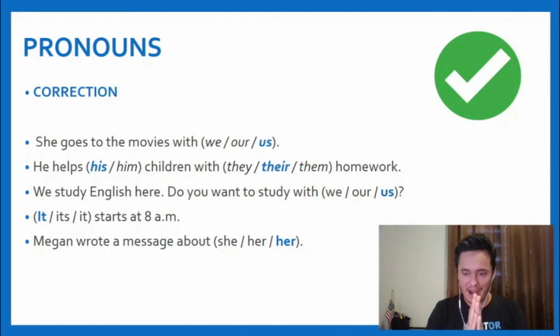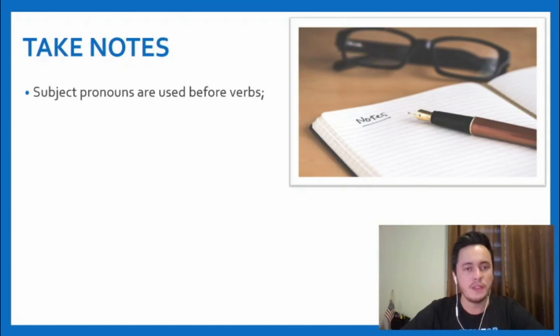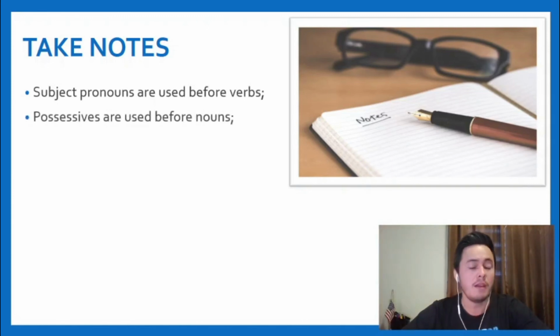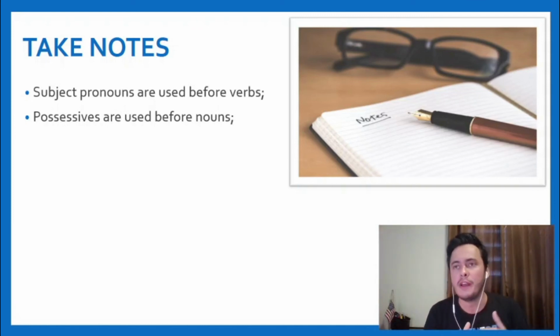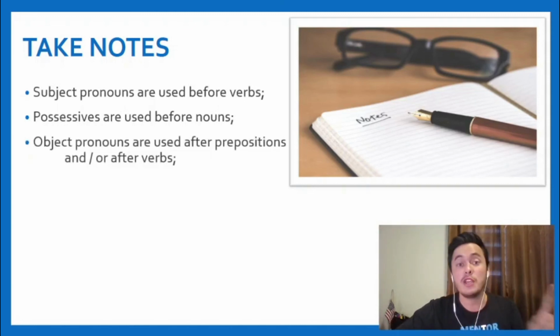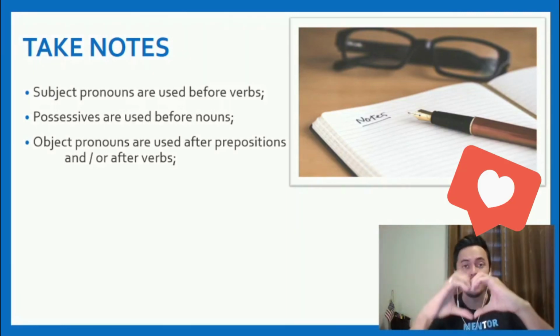Okay? All right? So now it's time to take some notes. Subject pronouns are used before verbs, okay, to conjugate them. I study, you study, he, she studies. Possessives are used before nouns, before objects, before things, before family members. My brother, your brother, his brother, okay? Object pronouns are used after prepositions and are after verbs. For example, I am looking at you. You are looking at me. I love you. You love me.